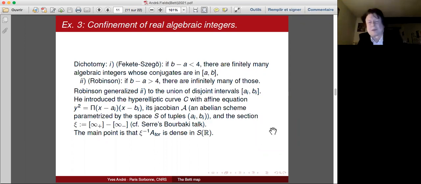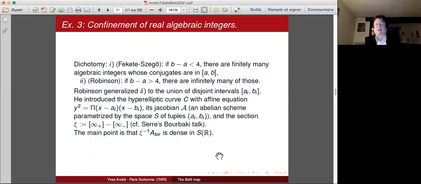In fact, Robinson even generalized this second point to the case of a union of disjoint intervals [a_i, b_i]. And the key point of his proof is to introduce a hyperelliptic curve C with affine equation y squared is the product of (x minus a_i)(x minus b_i). So these are the extremities of the intervals.